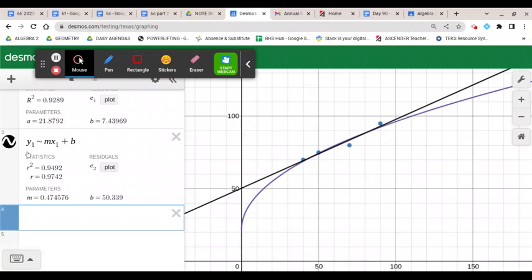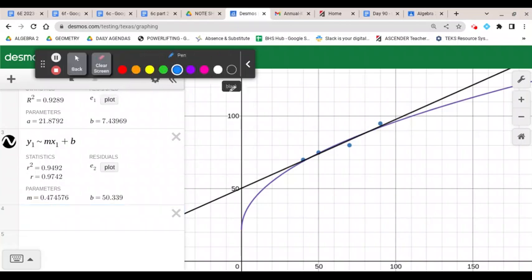we could do that, where the equation of this line is y equals 0.47x plus 50.3 if you want to. Just depends on the shape of the data. It depends on the shape of the data, which is where we're going to go to next.